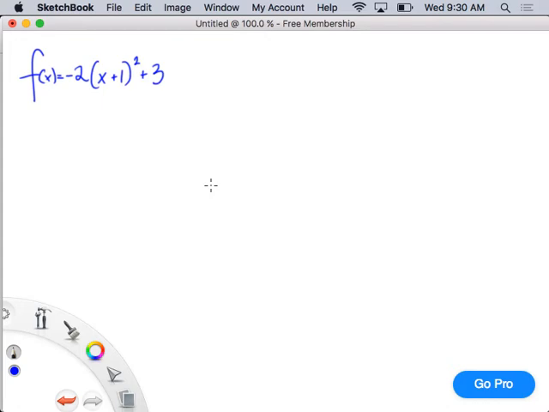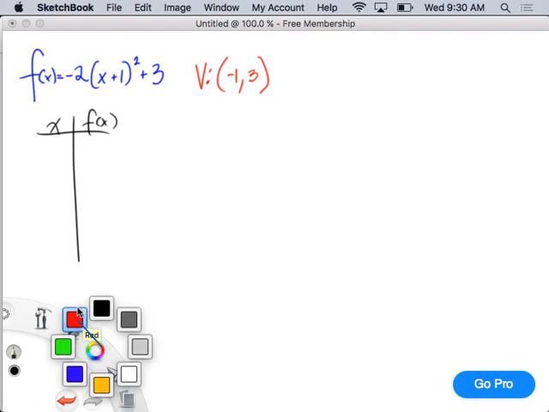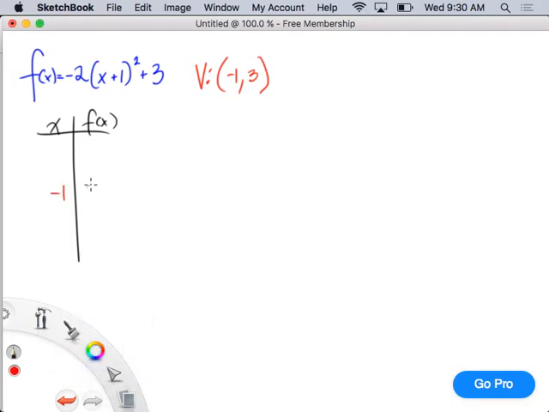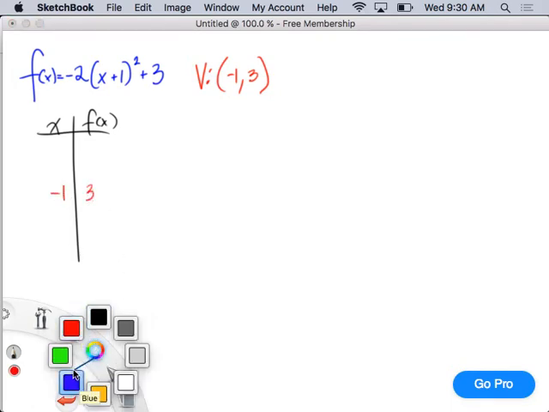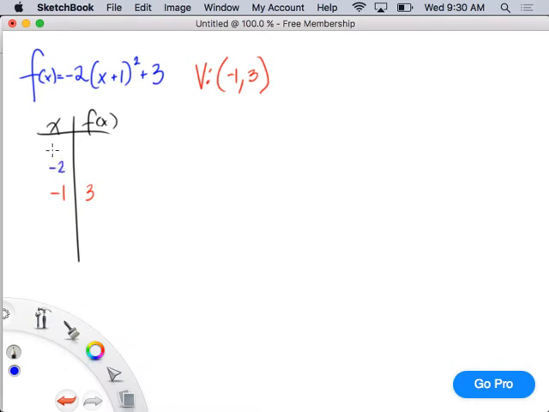Here's my function. First question is, where's the vertex? Negative 1, 3, right? Once I've got my vertex, I create my x, f of x table, (-1, 3), go down 1, that's negative 2, down another, that's negative 3, then 0, 1.